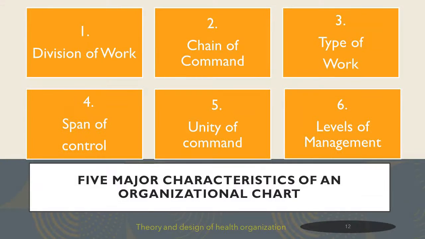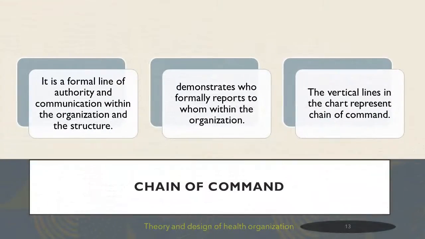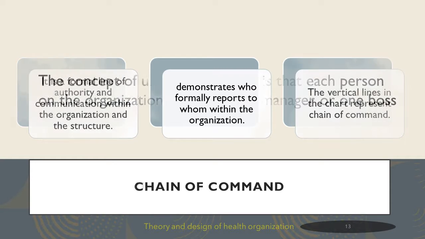Here are the major characteristics of an organizational chart: division of work, chain of command, type of work, span of control, unity of command, levels of management. Chain of command is a formal line of authority and communication within the organization, and the structure demonstrates who formally reports to whom within the organization. The vertical lines in the chart represent chain of command.